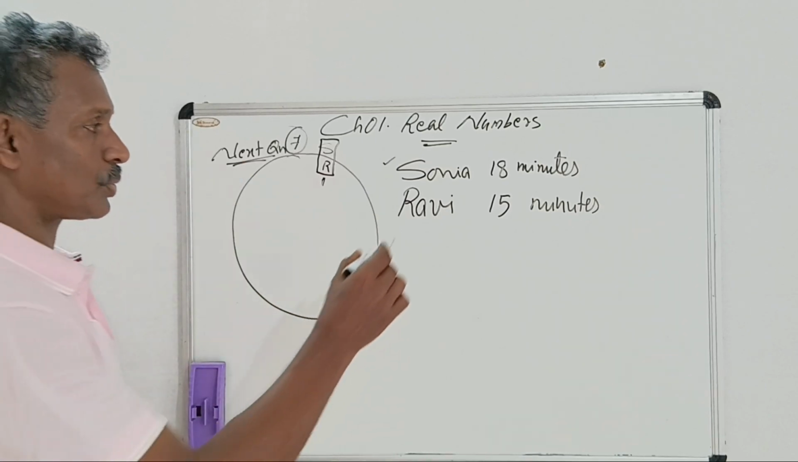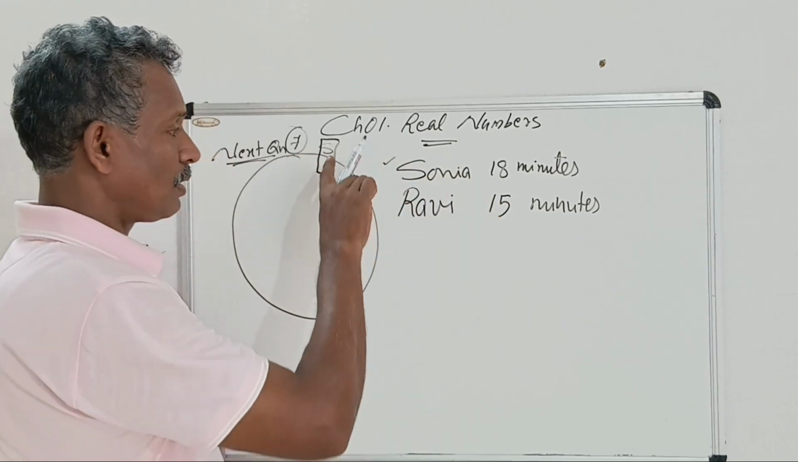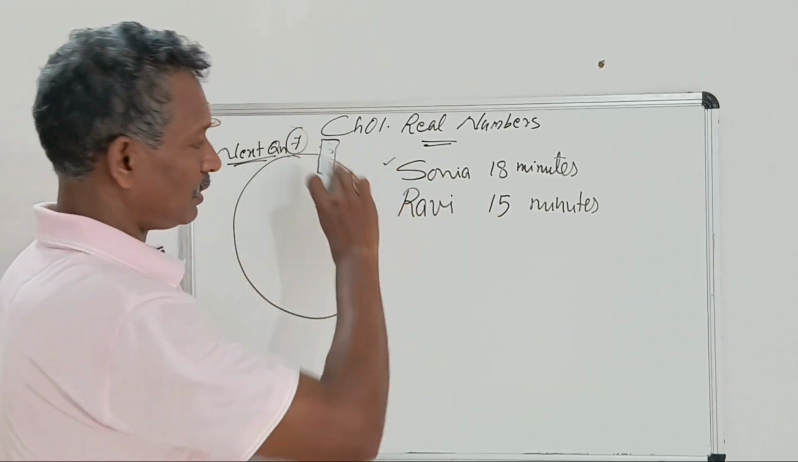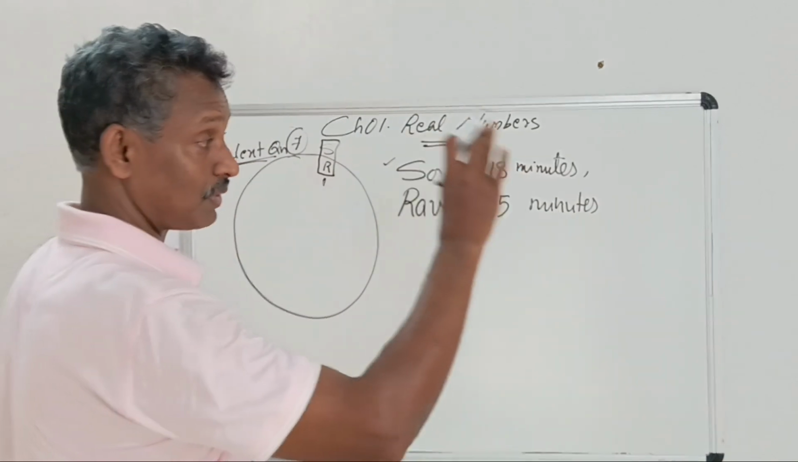Okay, we can take Sonia is completing one round in 18 minutes. And the second round she completes in the next 18 minutes. That means the second round she will take another 18.